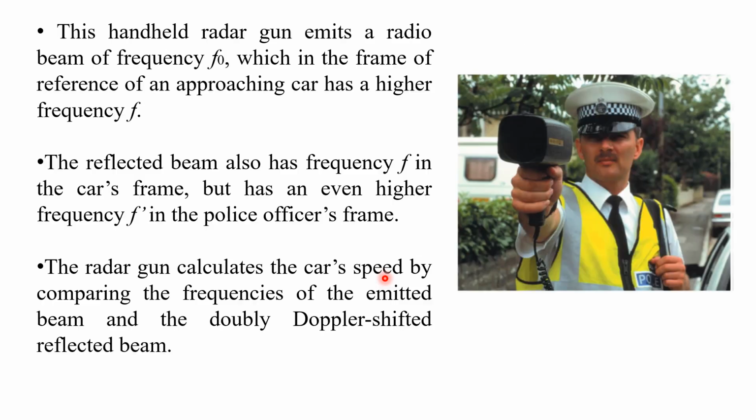Now, these are particular examples. This handheld radar gun emits a radio beam of frequency f naught, which in the frame of reference of an approaching car has a higher frequency f. The reflected beam also has frequency f in the car's frame, but has an even higher frequency f prime in the police officer's frame. The application is that the radar gun calculates the car speed by comparing the frequencies of the emitted beam and the doubly Doppler shifted reflected beam.